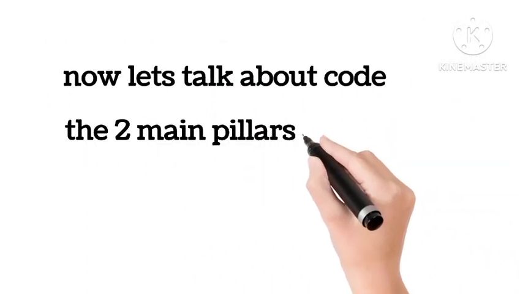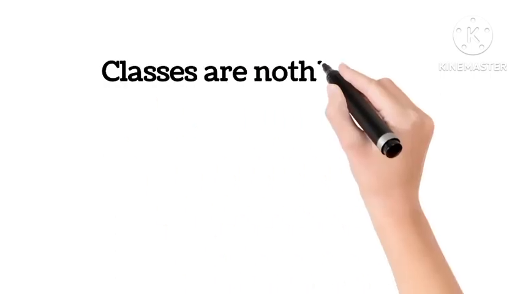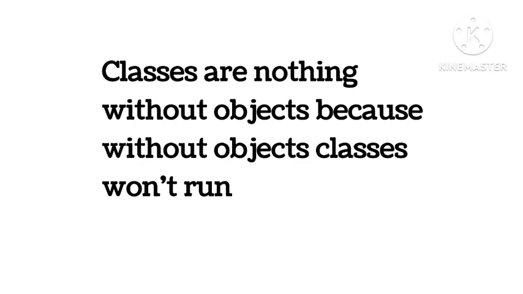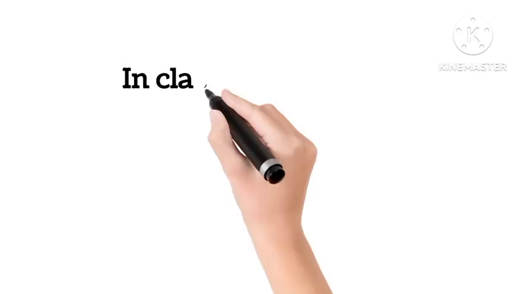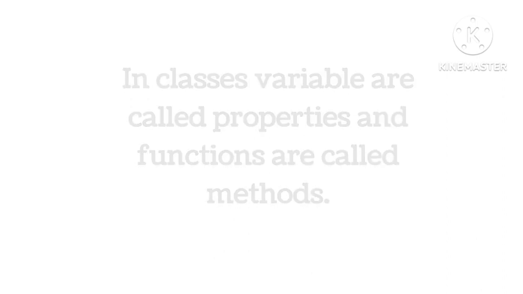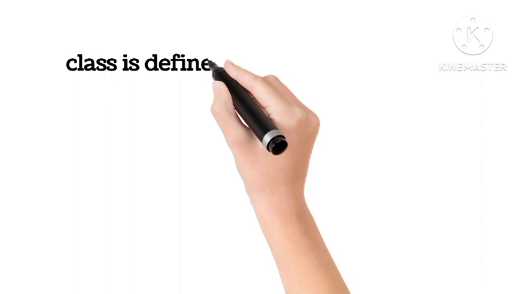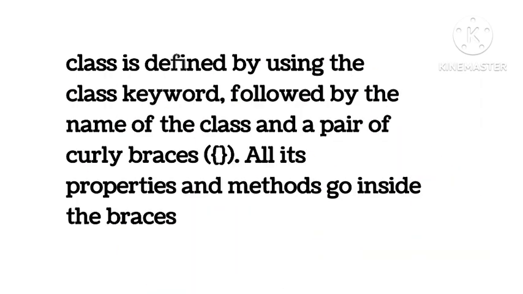Now let's talk about code. The two main pillars of OOP are classes and objects. Classes are nothing without objects, because without objects classes won't run. In classes, variables are called properties and functions are called methods. Now let's see how to make a class. A class is defined by using the class keyword followed by the name of the class and a pair of curly braces. All its properties and methods go inside the braces.